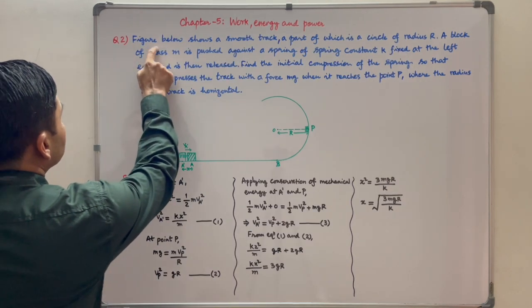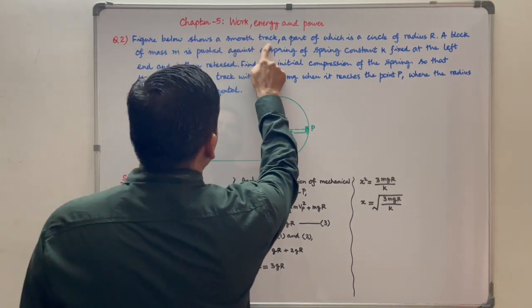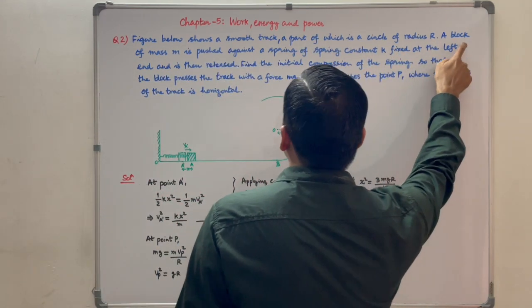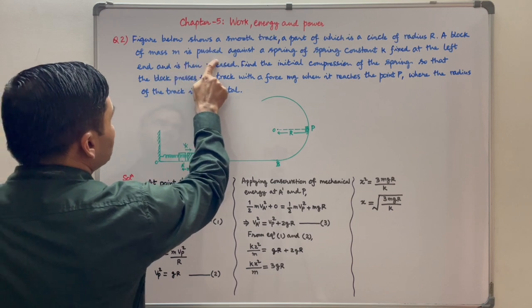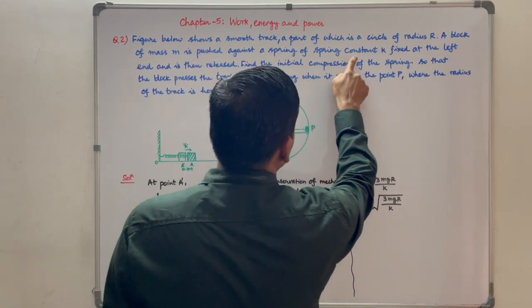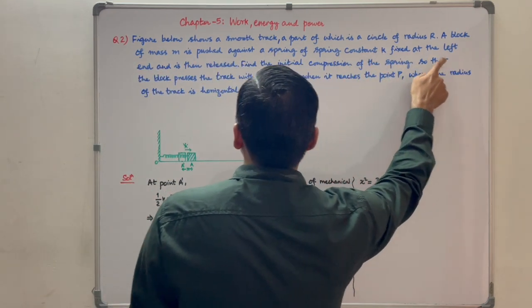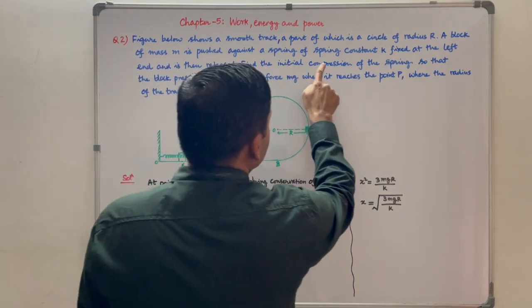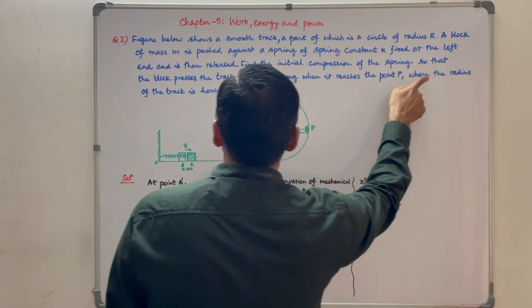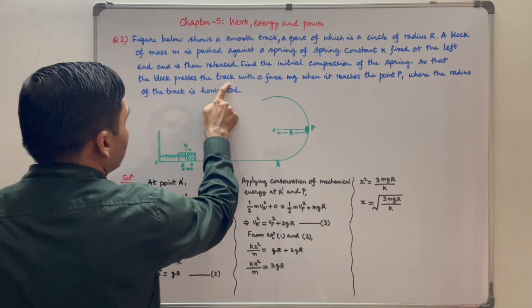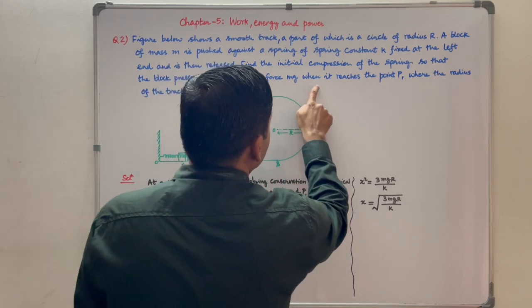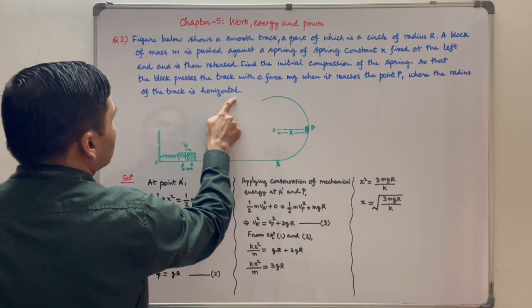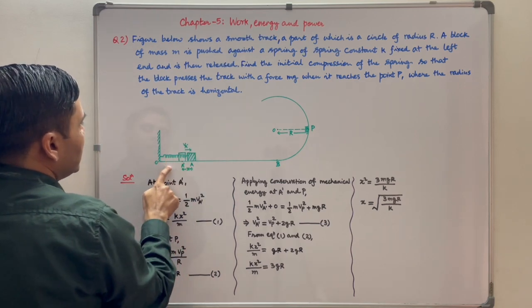Second question, figure below shows a smooth track, a part of which is a circle of radius r. A block of mass m is pushed against a spring of spring constant k, fixed at the left end, and is then released. Find the initial compression of the spring so that the block presses the track with a force mg when it reaches the point P, where the radius of the track is horizontal. This is the figure given.